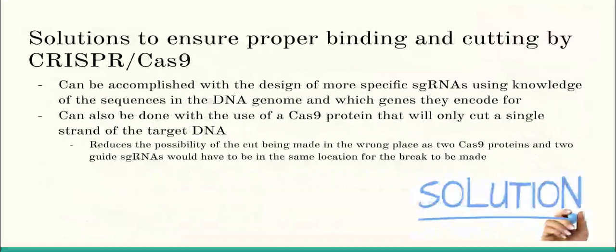This can also be accomplished with the use of a Cas9 protein that will only cut a single strand of the target DNA. This would reduce the possibility of the cut being made in the wrong location, as 2 Cas9 proteins and 2 guide sgRNAs would have to be in the same location for the break to be made, thus double-checking the break.